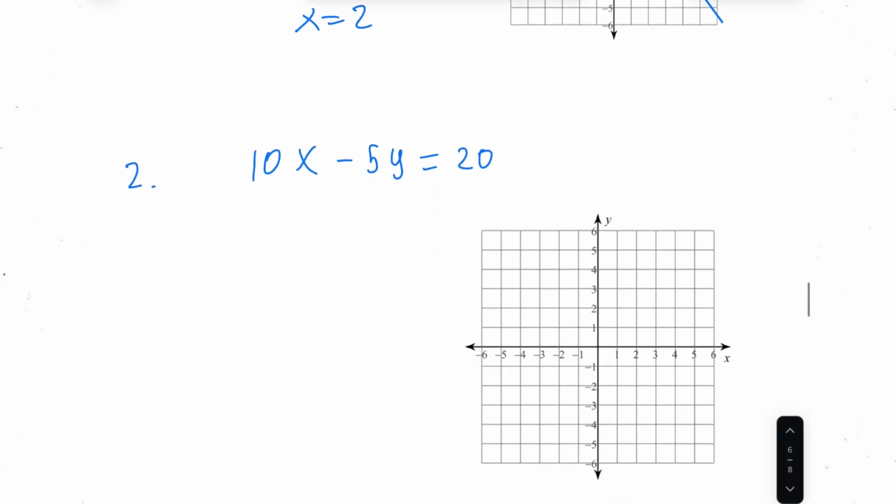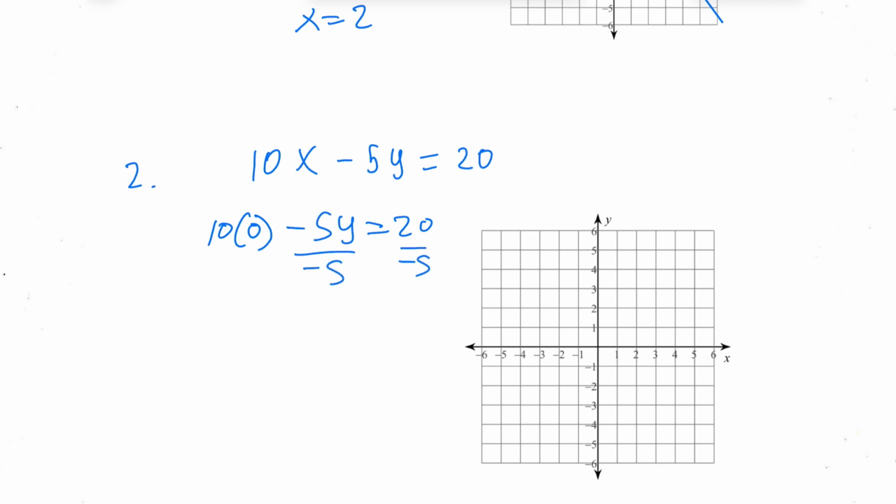Let's take a look at number 2. 20 is divisible by 5 and divisible by 10, so we can use the same method again. So we're going to plug in 0 for x. We'll get that the y-intercept, and here we're dividing by -5, because we need y as a positive and on its own, just a single y and positive. So that'll get us that y is -4. So that means the y-intercept is -4.